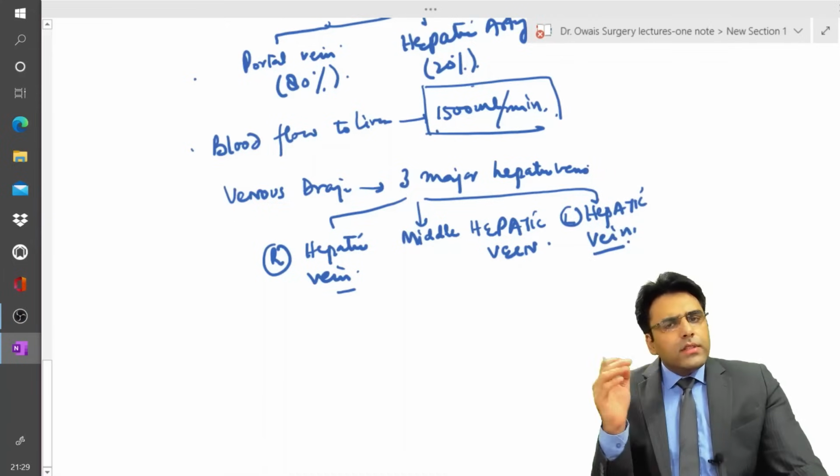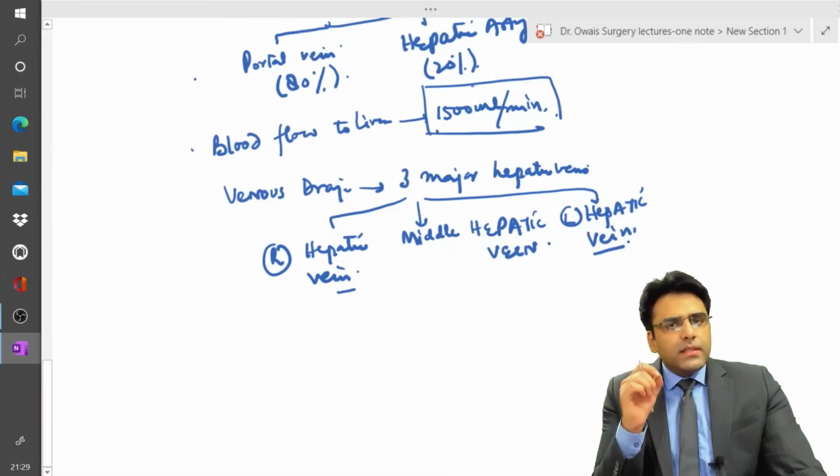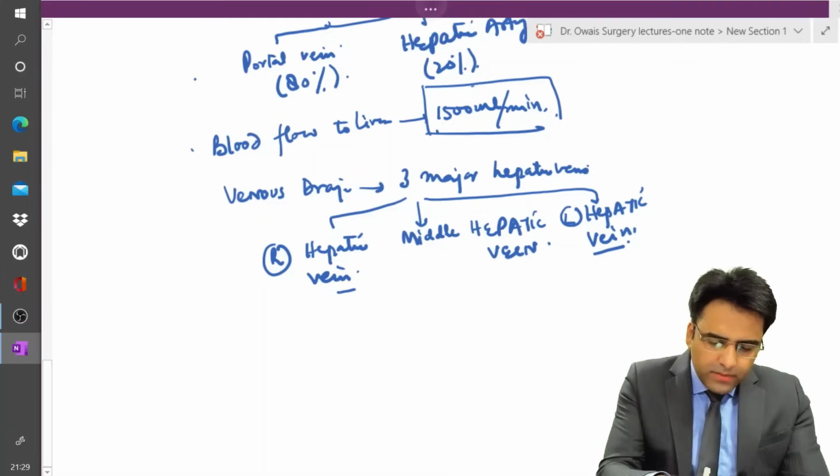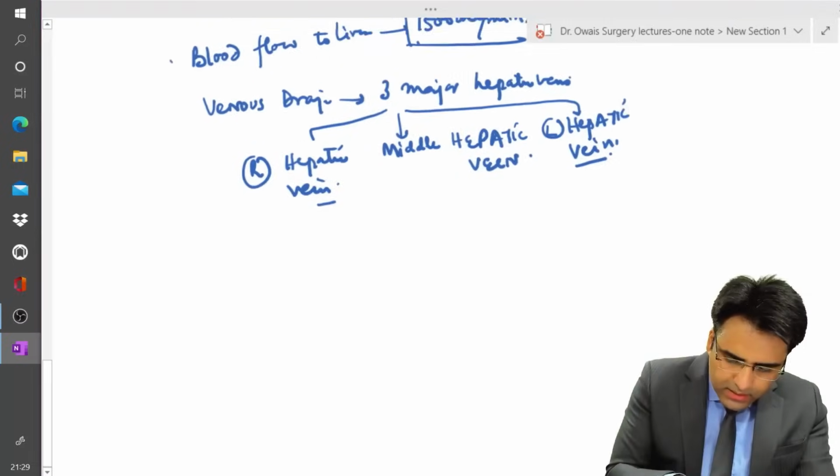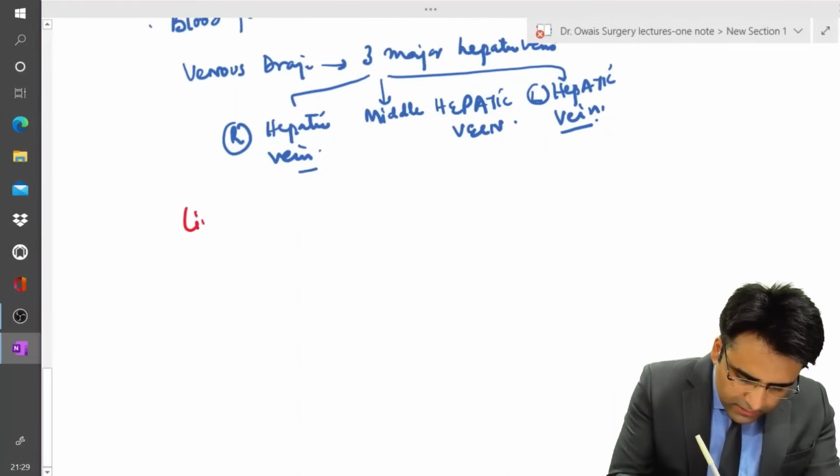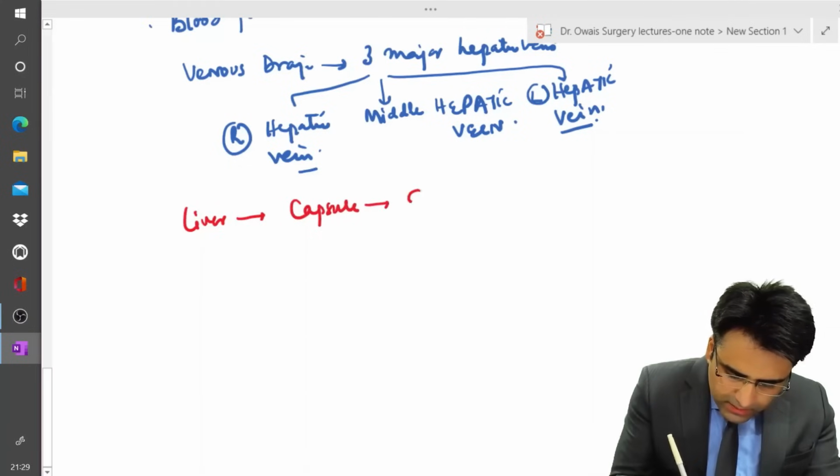Clear? Now this liver parenchyma is covered by a capsule, which is termed as Glisson's capsule. This is very, very important and has been asked many times in exam. Liver is surrounded by a capsule which is termed as Glisson's capsule.